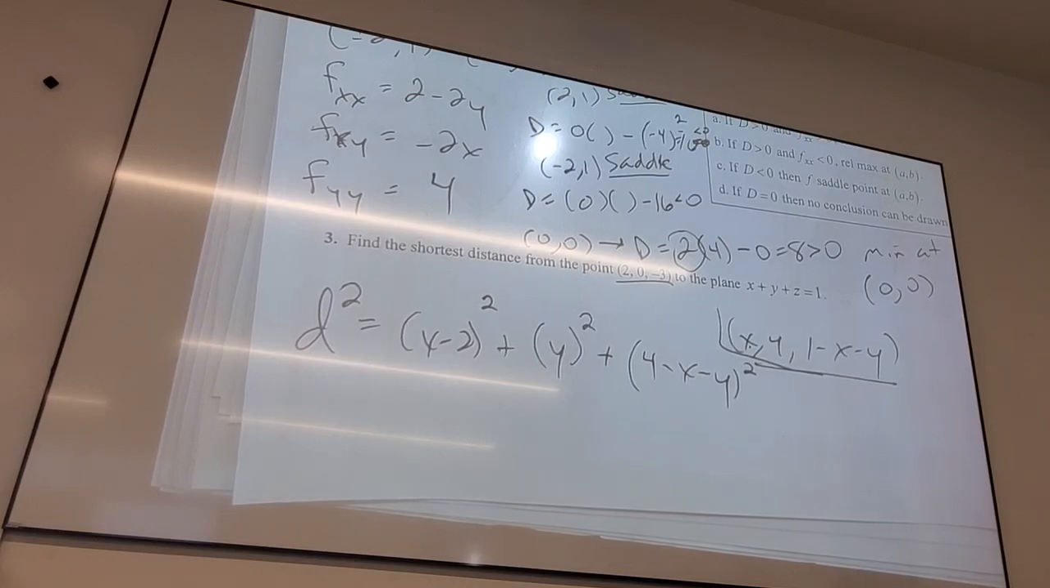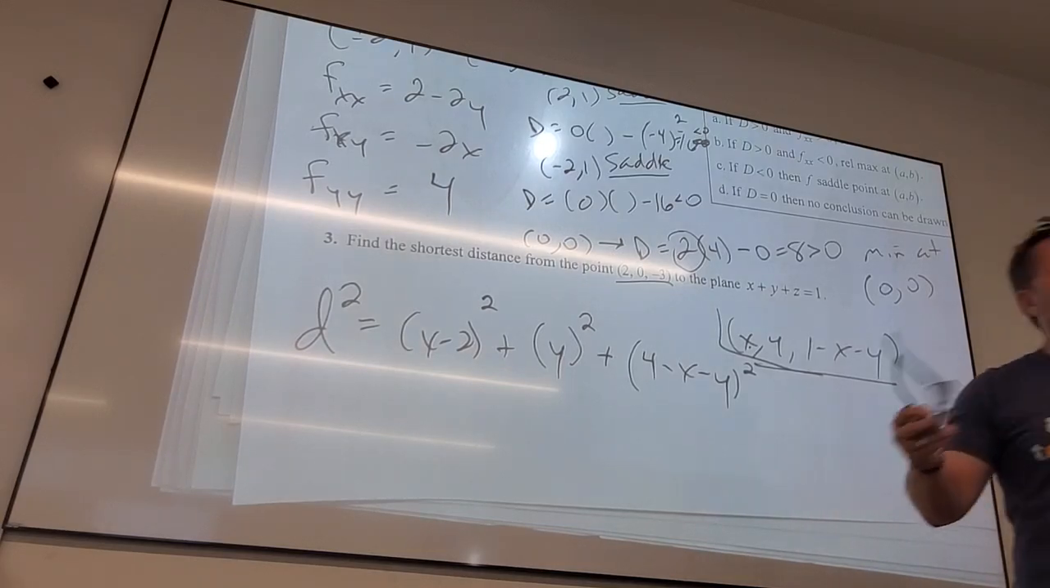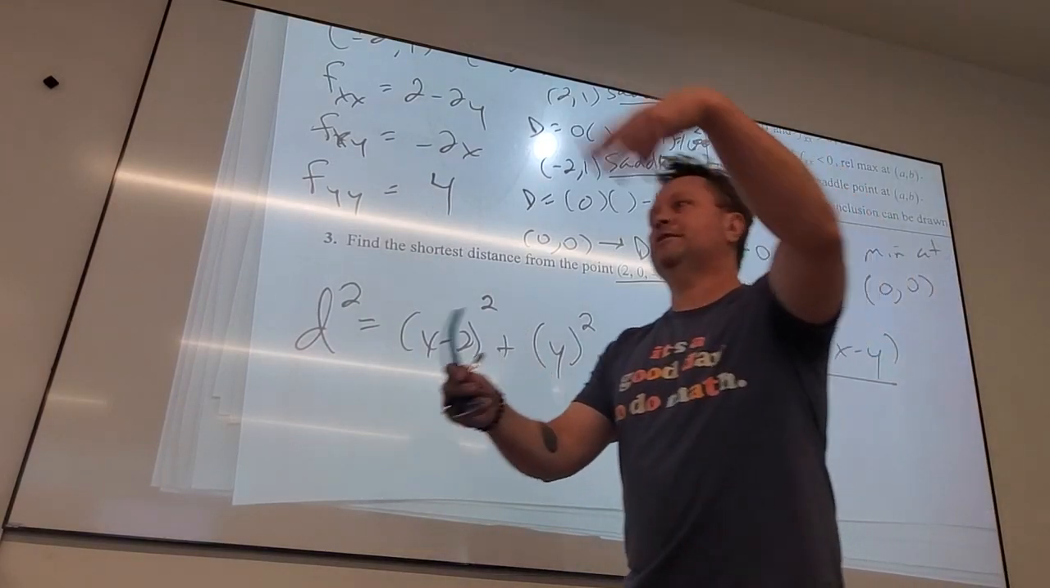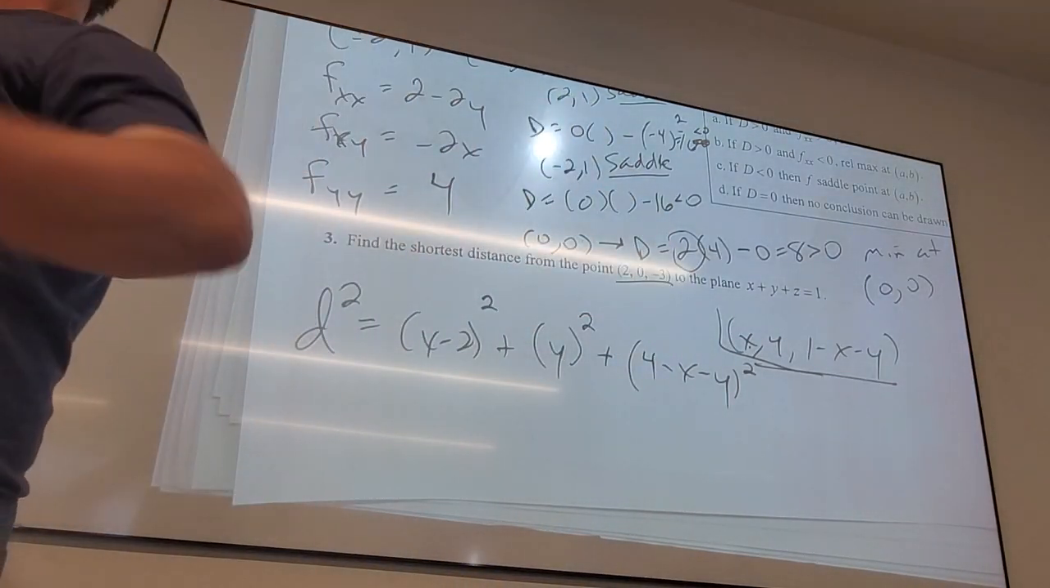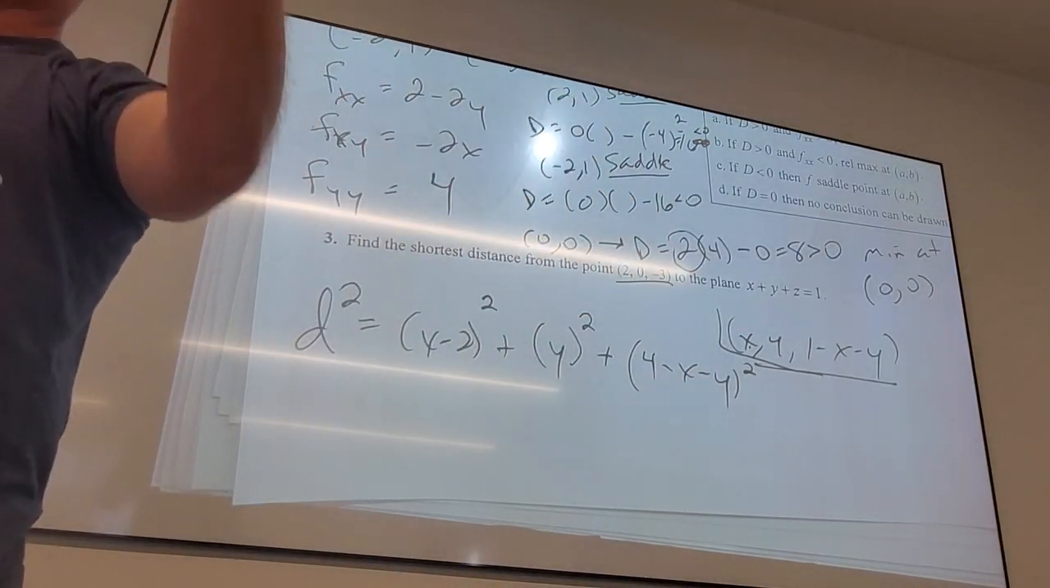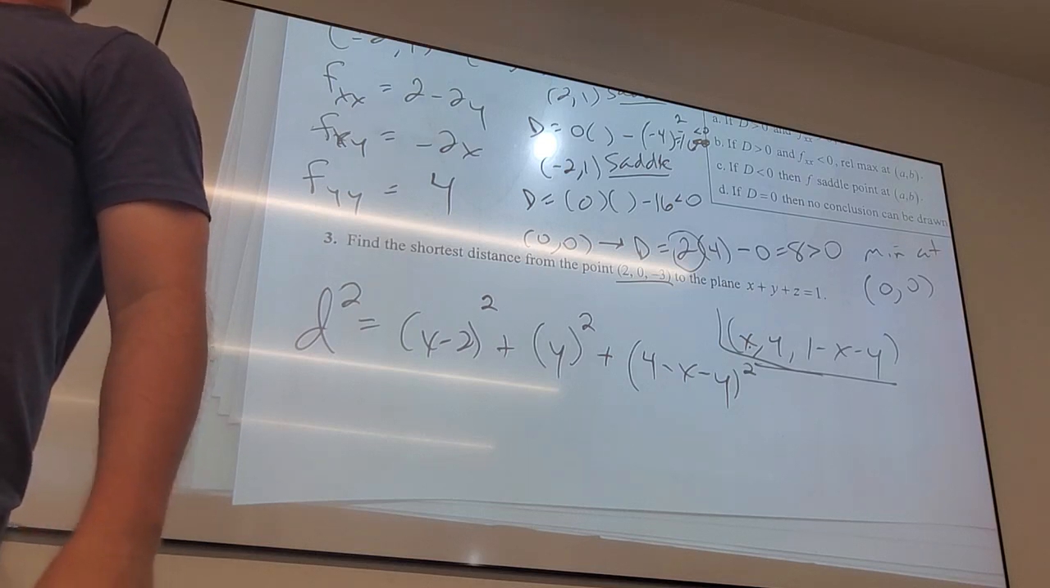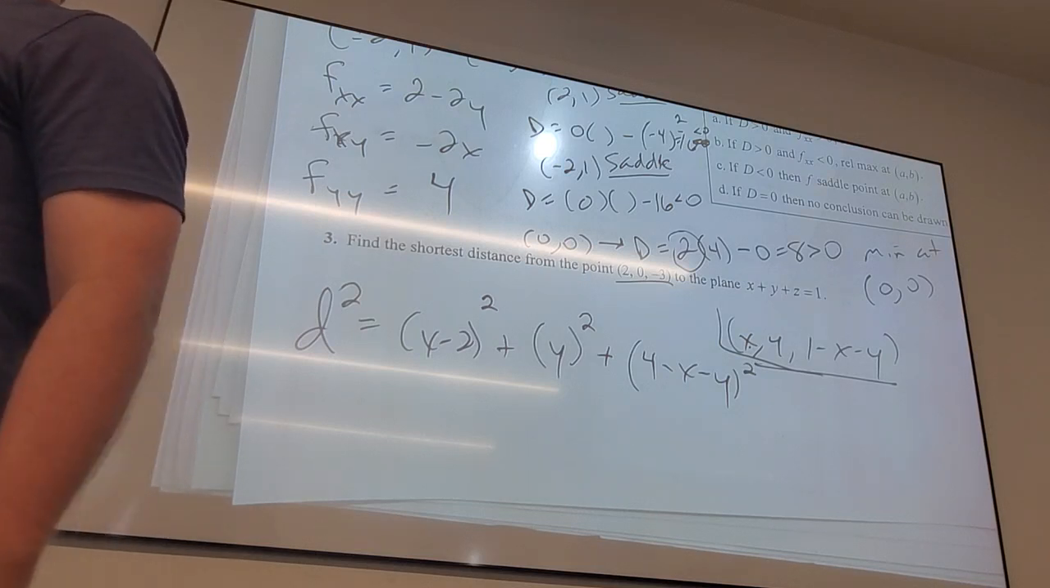Let me stop for a minute. Are you guys semi with me? How do I find the distance between 2 points? X minus x1 squared plus y minus y1 squared. What about 3 dimensions? Plus z minus z1 squared. What about 4 dimensions? Plus w minus w1 squared. What about 80 dimensions? Plus stuff squared. Keep going. Yes? That works in any dimension. It's crazy.